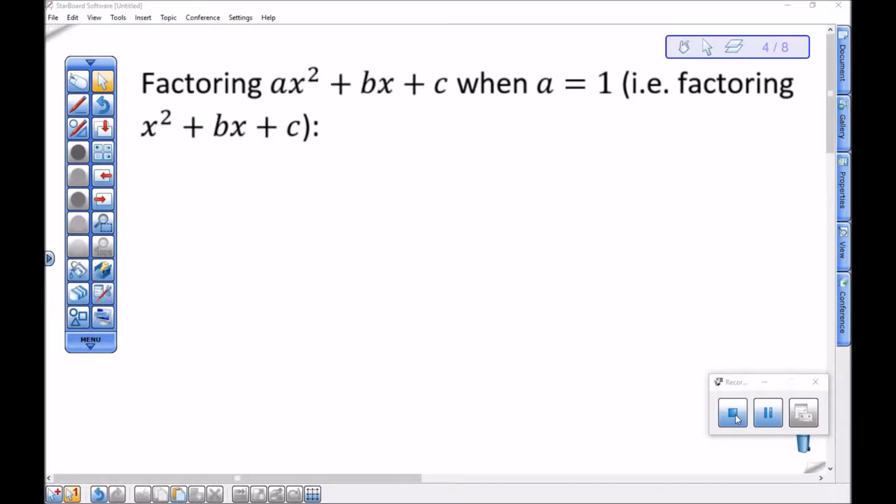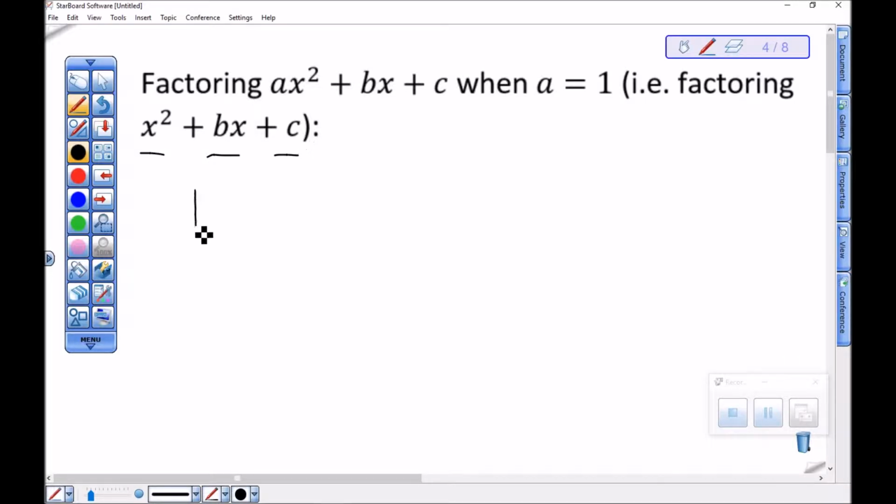Let's look at the steps for factoring one type of polynomial that we can see. Specifically, I want to factor polynomials that look like this, x squared plus bx plus c. So the leading coefficient, the coefficient on the x squared term, is a 1, so I've just got 1x squared, and then any number of x's, and then any constant.